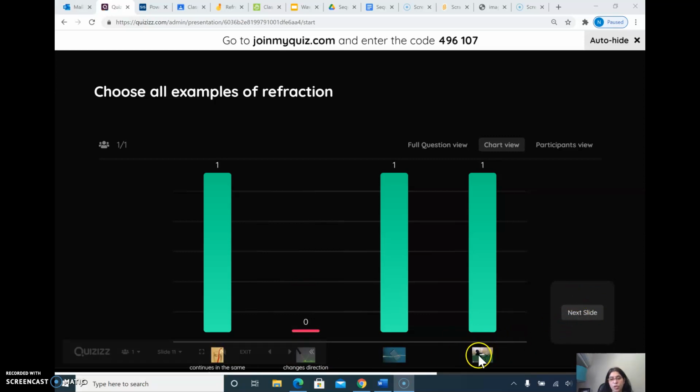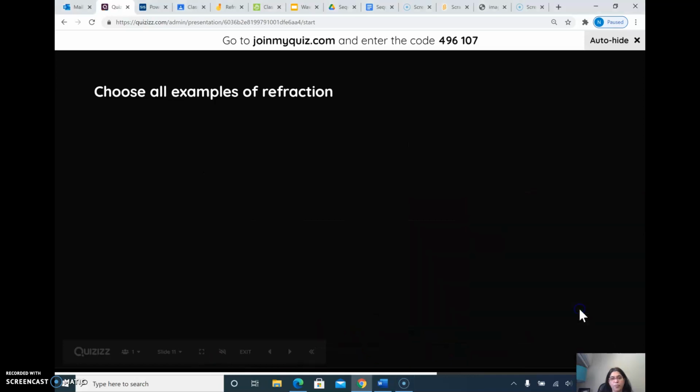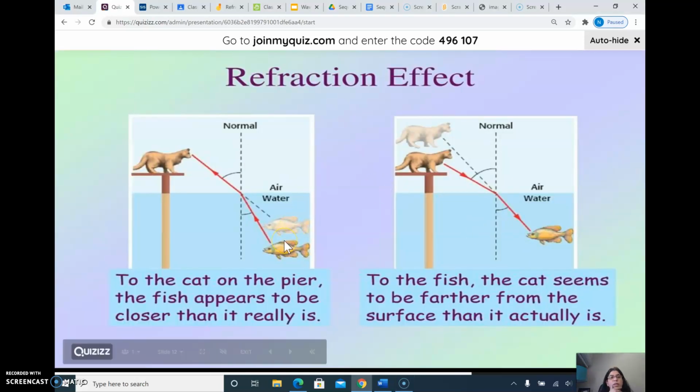The ducky should be straight down there, but it's bending towards the back side. Here also in the block, the light is changing like I showed in the example. Let's go on to the next one. So it's the refraction effect.